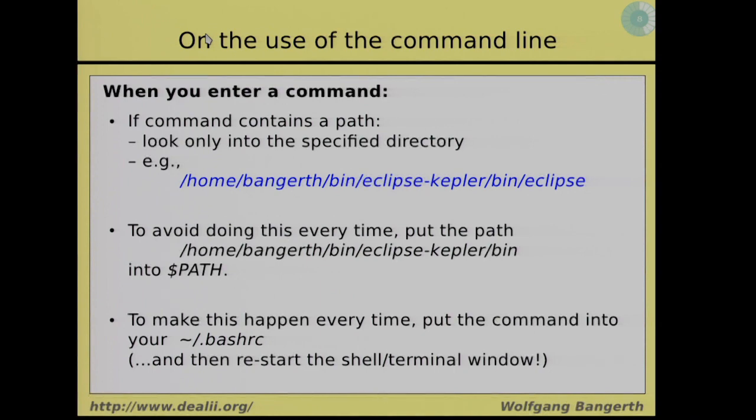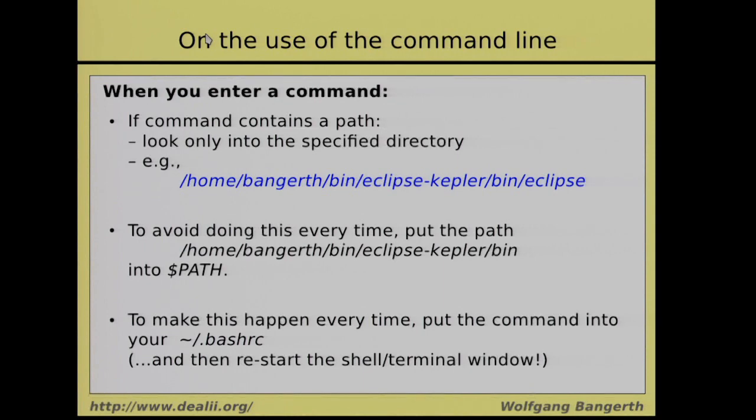Similarly, if you wanted to call, let's say, a program Eclipse that you have installed yourself, so let's say it's in a directory home/Bangerth/bin/eclipse-kepler/bin/eclipse, then if this directory is not part of your path environment variable, you have to specify the full path to that executable. And of course, that's a time-consuming process if you had to do it every time. I would have to remember exactly what it is.